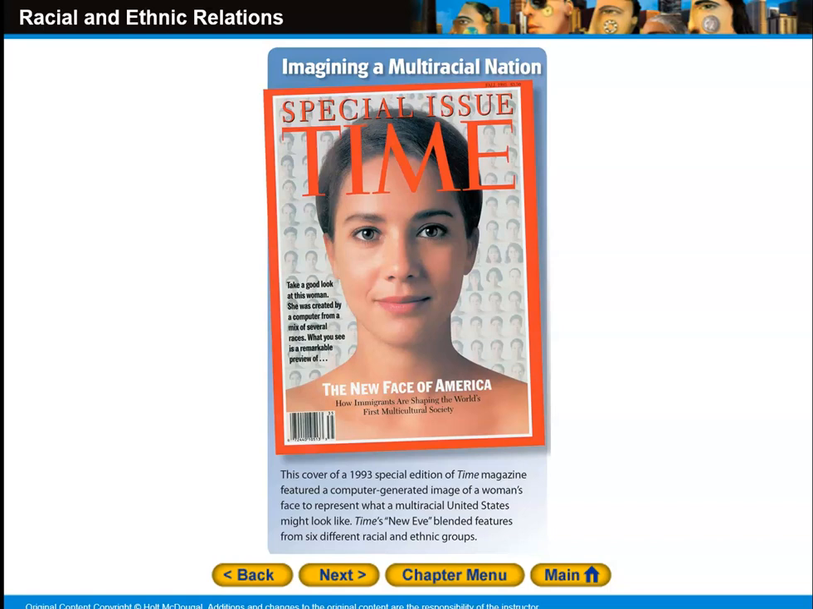This is a cover from a 1993 special edition of Time magazine. It featured a computer-generated image of a woman's face to represent what a multiracial United States might look like. Time's New Eve blended features from 6 different racial and ethnic groups to create this image.